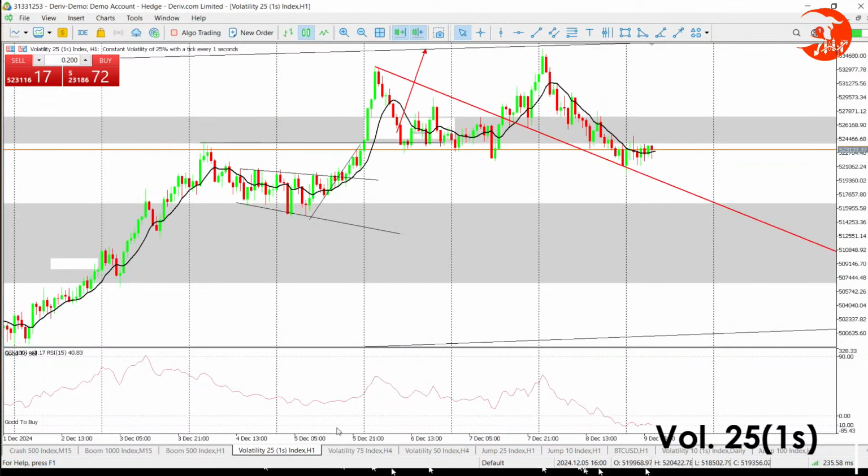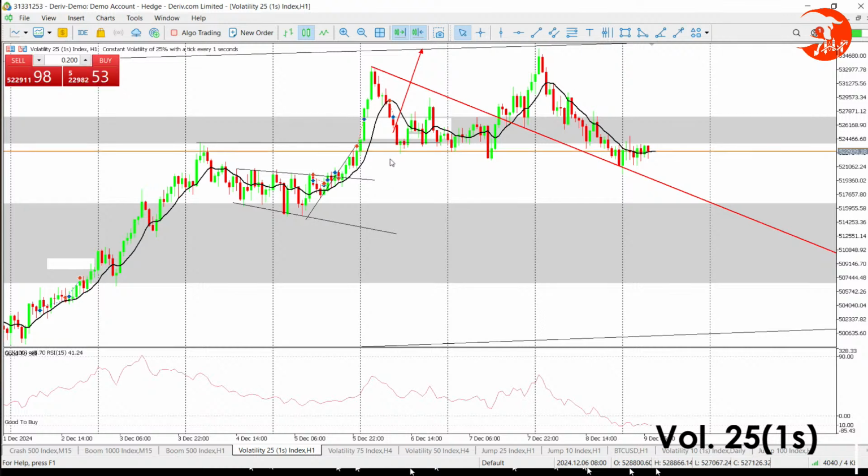So Volatility 25 (1s). Let's see. Did we make any entries? Yes, there we made some money. Here it took me out. Here I made some money on the sell, although it came and took my stop loss in profits again. I was supposed to grab all this money to here, and then on that very level we started.